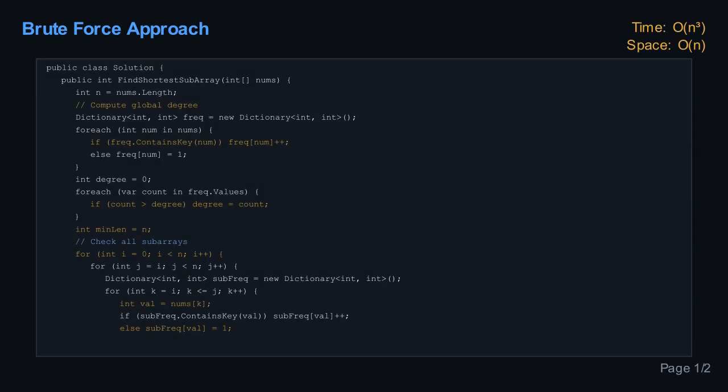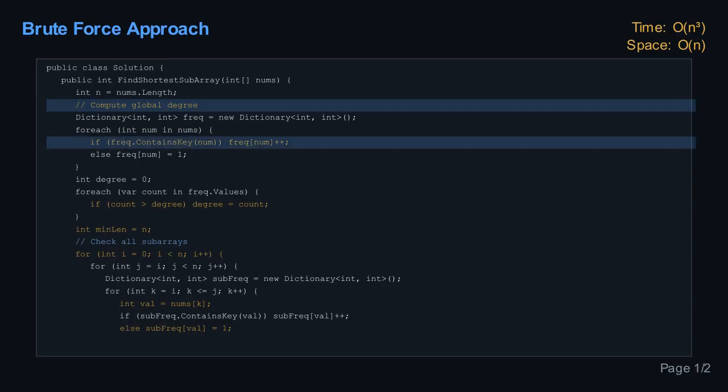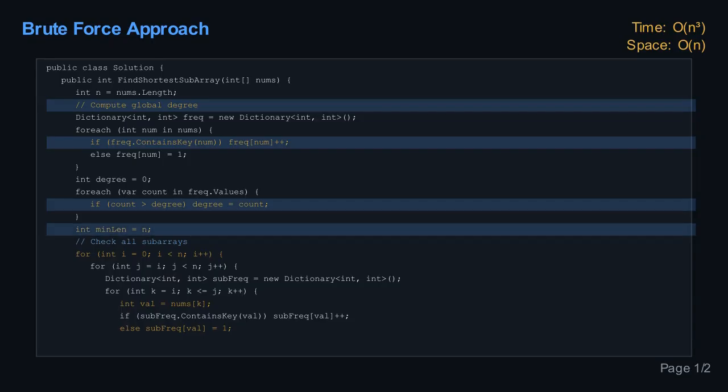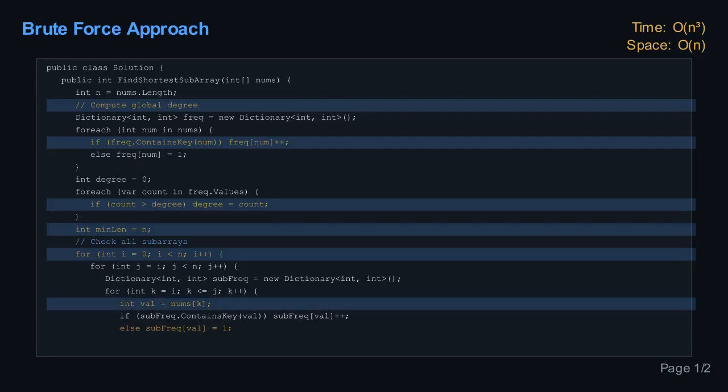A straightforward brute force would iterate over all possible start and end indices, build a frequency map for each subarray, compute its degree, and keep track of the smallest length that matches the global degree. That means 3 nested loops. The outer 2 choose the subarray boundaries, and the inner loop counts frequencies. The time complexity becomes O(n^3), while the extra hash map for each subarray adds O(n) space. For any reasonably sized input, this cubic blowup is completely impractical.